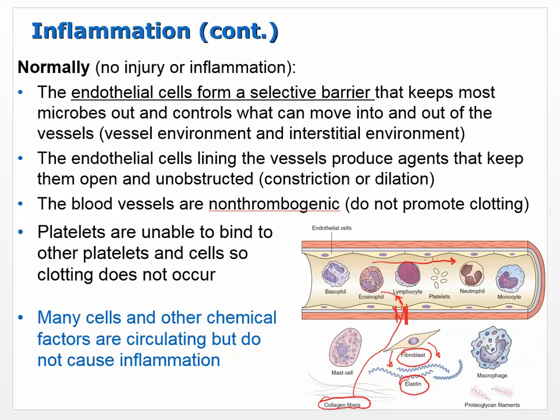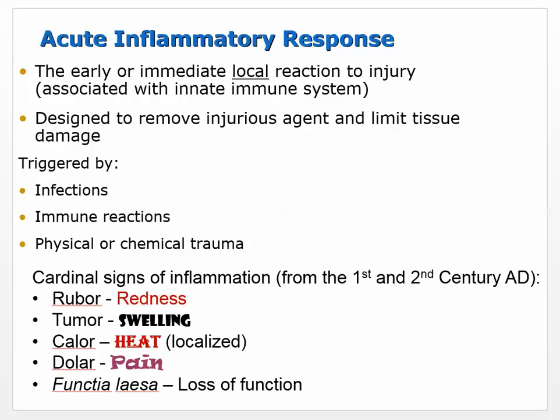That can then trigger all of these immune cells to move in. And of course, neutrophils are going to be the first ones. Then we do have macrophages and mast cells that will move out, and they do exist out in the tissue. Many cells and other chemical factors are circulating but do not cause inflammation unless they get a signal to do that. So let's say we do have an inflammatory response: the early or immediate local reaction to injury. That's what our acute immune response is. Something happened, something broke, something went wrong, and so we triggered this acute inflammatory response.